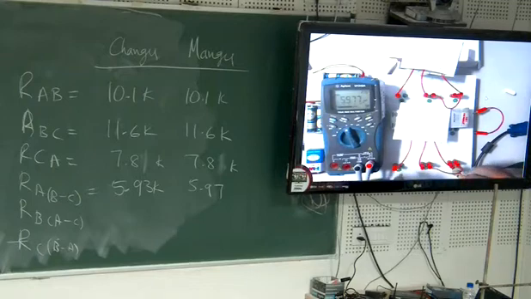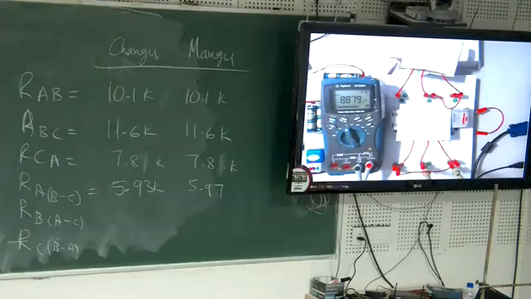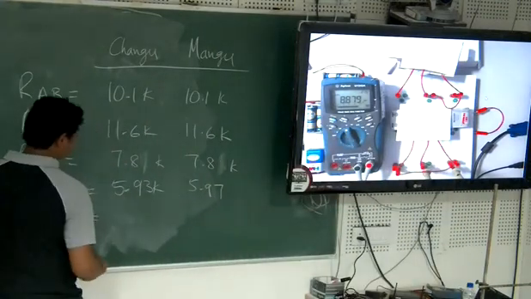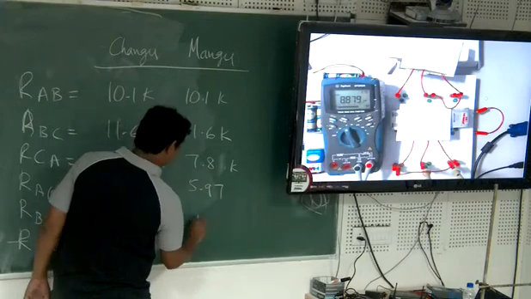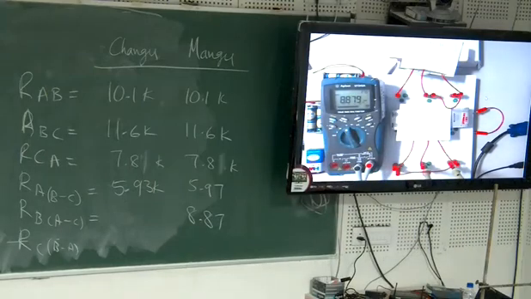AC is short circuited. So short circuit A and C. Now, what should I measure, AC or BC? I'll measure BC. How much am I getting? 8.88. Okay, let's round it. 8.87. Or is it 88? We'll change it to 88.